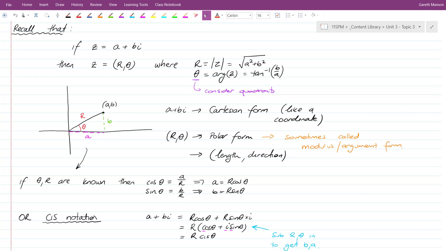And you might be asked, and I think I've got an example of this later on, you might be given a complex number, Z, and asked to determine the argument of Z. Not Z in polar form, just the argument. And so if you can just find that, that's important as well.